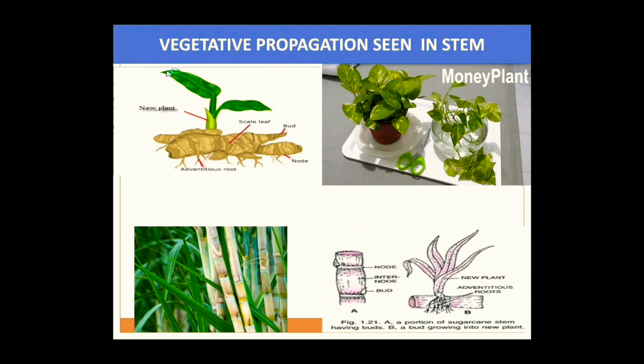So hopefully you understood what is vegetative propagation. Vegetative propagation is a process in which a new plant is formed from any other part of the plant other than seeds. Or also we can say it is a process in which new plants are formed from roots, stem, leaves or buds of a plant.